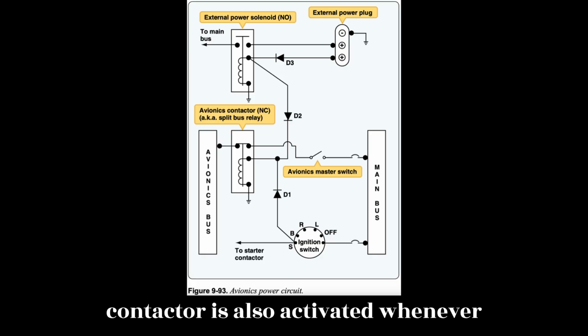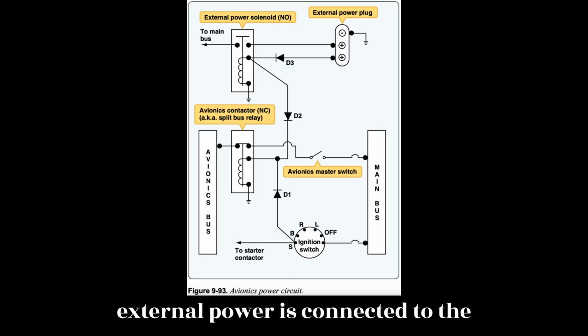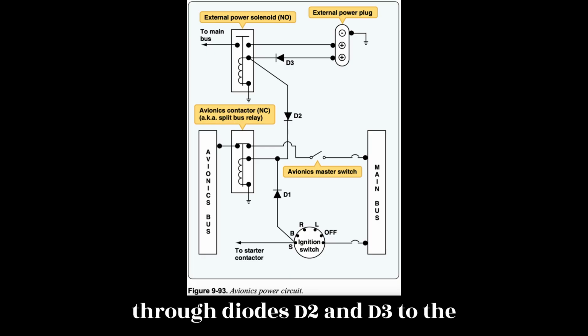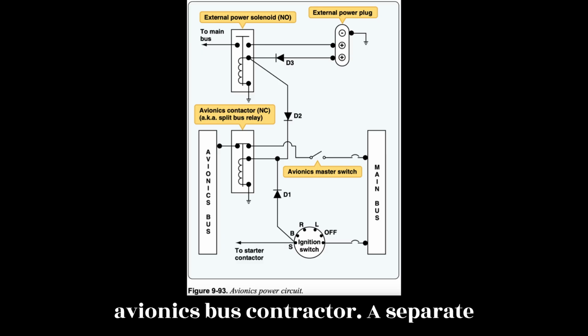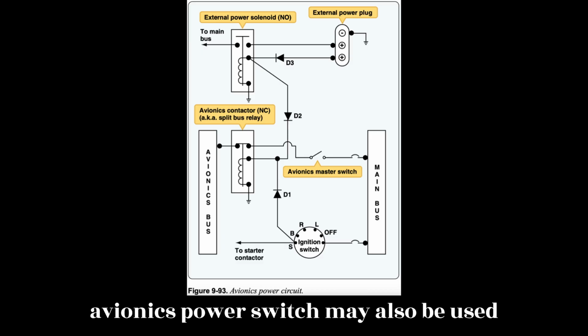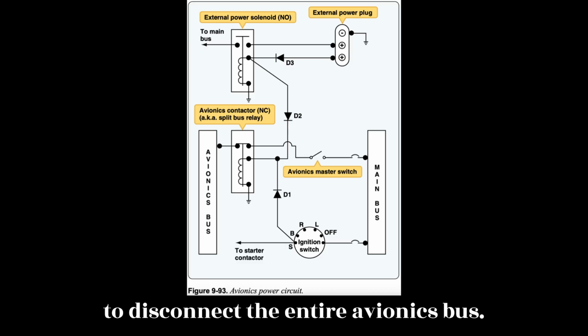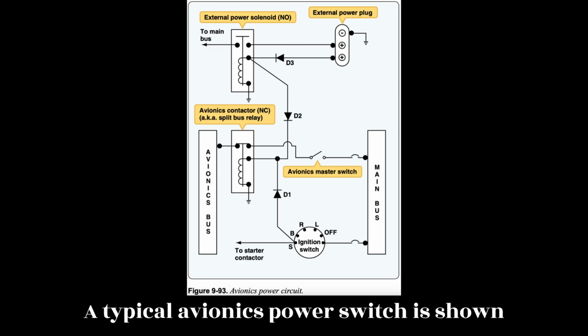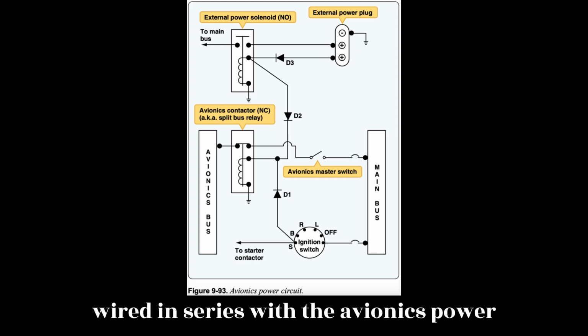The avionics contactor is also activated whenever external power is connected to the aircraft. In this case, current travels through diodes D2 and D3 to the avionics bus contactor. A separate avionics power switch may also be used to disconnect the entire avionics bus. A typical avionics power switch is shown wired in series with the avionics power bus.